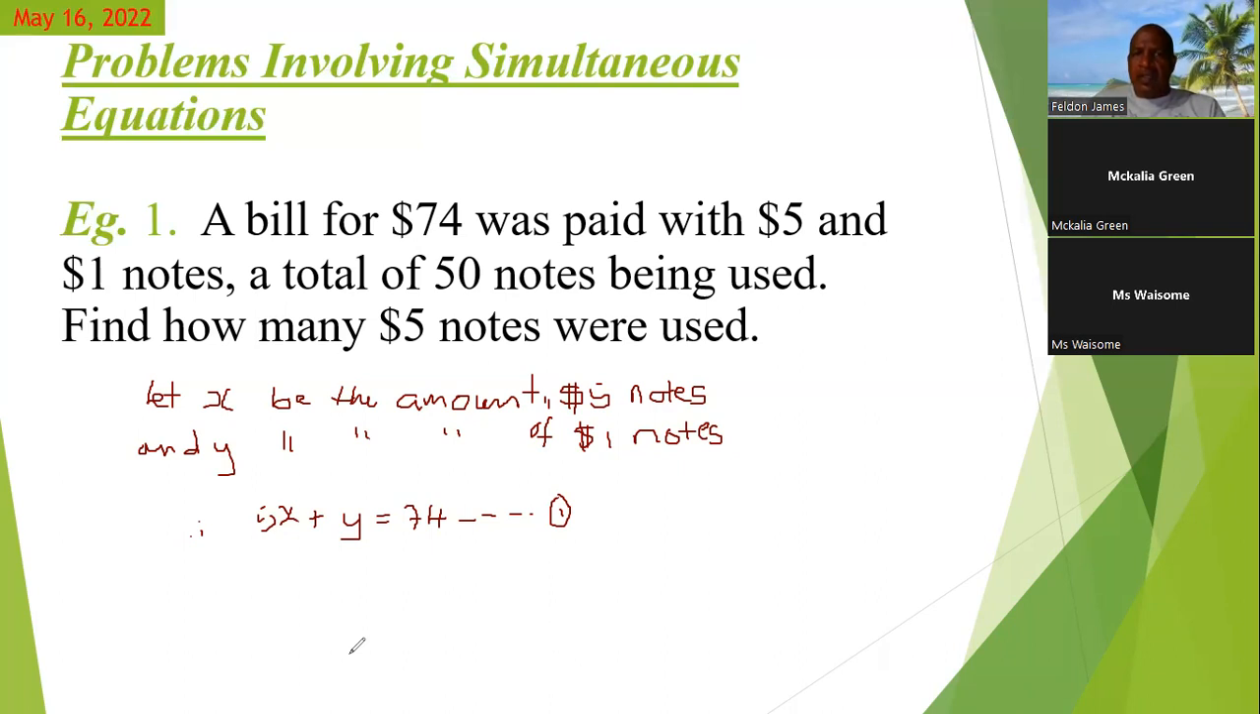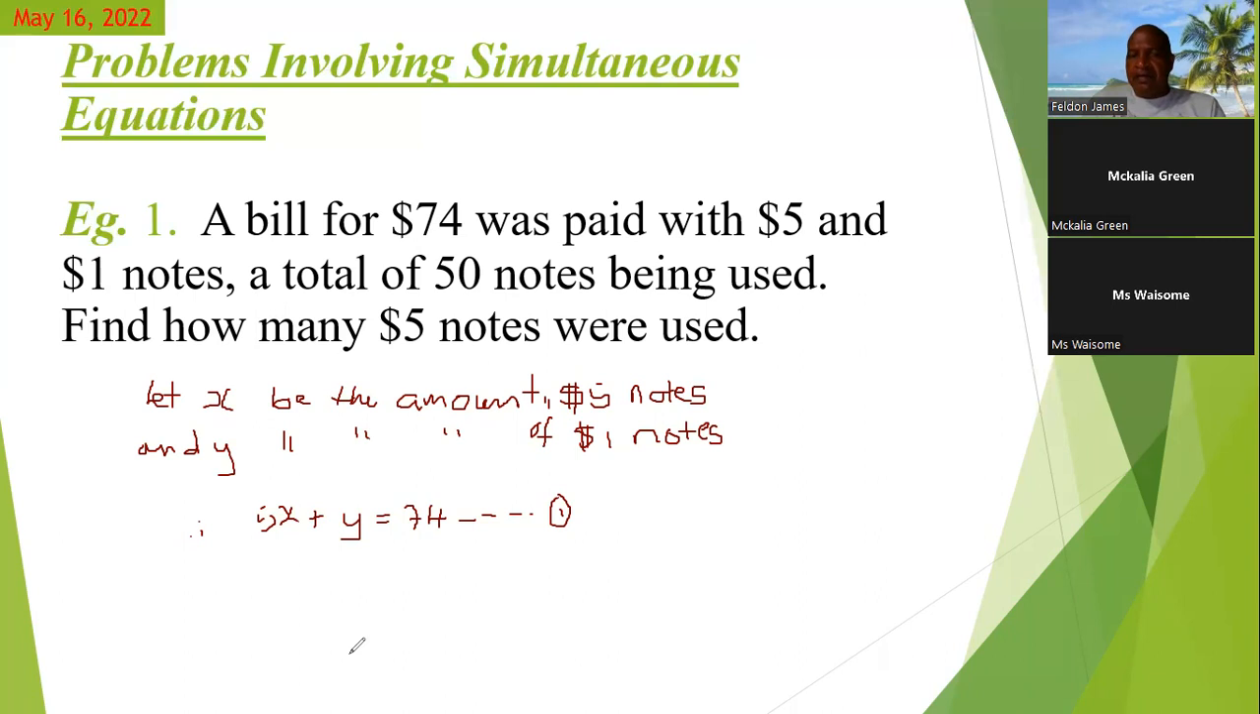How many notes in total were being used? 50, sir. So how would you get 50 notes in total? Suppose you have 10 $10 notes, how many notes do you have? 10 $10 notes, sir. 10 $1 notes. How many notes do you have? 10. How much more would you need to get to 50? 40. That means if you have 10 $1 notes, then the rest would have to be what?